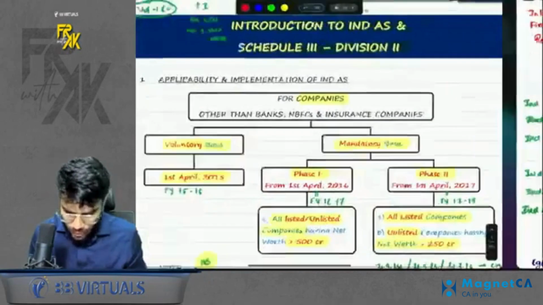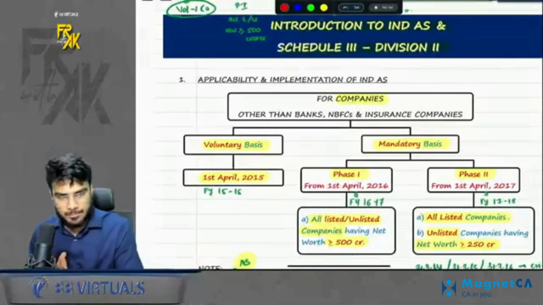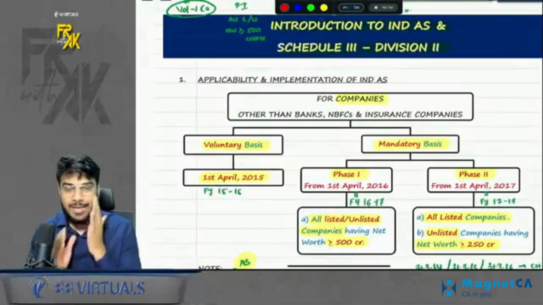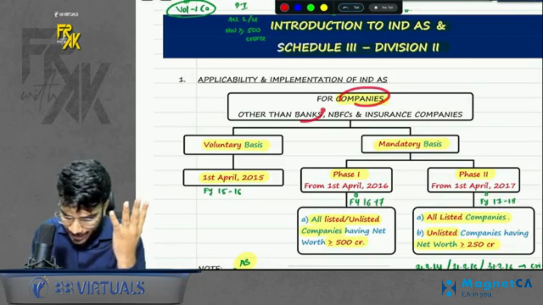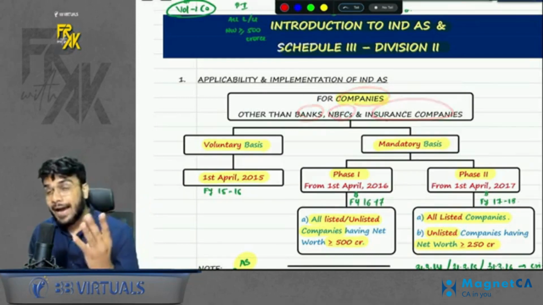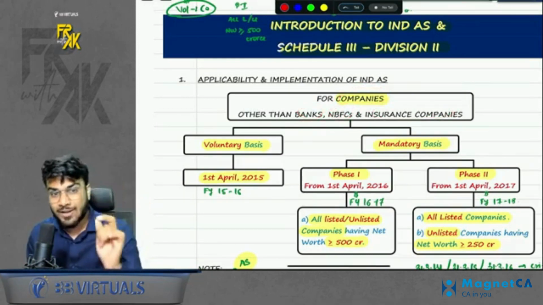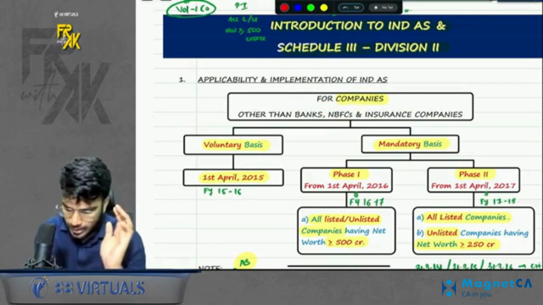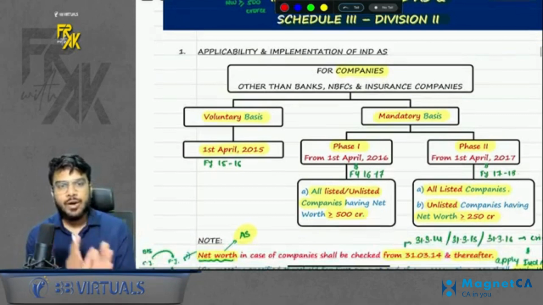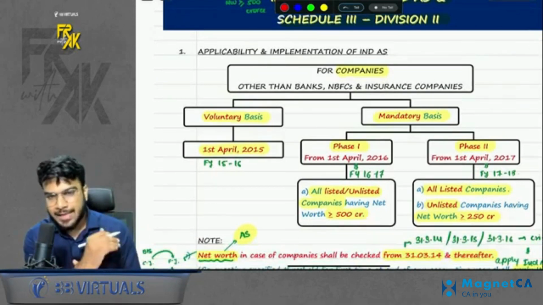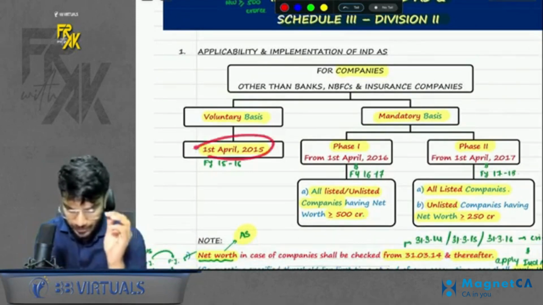Got it, sir. Now, Ind AS is applicable to which all companies? We will study here. So the category of companies have been bifurcated into 4 parts. Companies, banks, NBFC, insurance companies. Ideally not 4, it should be 5 because even mutual funds are covered separately. Okay. So now we will discuss the applicability for a company. First, voluntary basis is applicable to the company. They can apply voluntarily from 1st April 15.